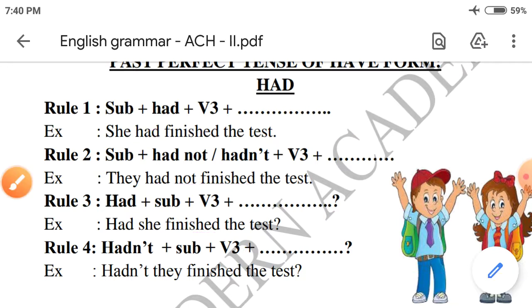So for the present tense there are two have forms. What are they? Has and have. When the subject is he, she, it, there we have to use has. When the subject is I, we, you, they, there we have to use have. The past tense of have form is had. When the subject is I, you, we, they, he, she, it, there we have to use had. And it may be singular or plural. There is no issue.